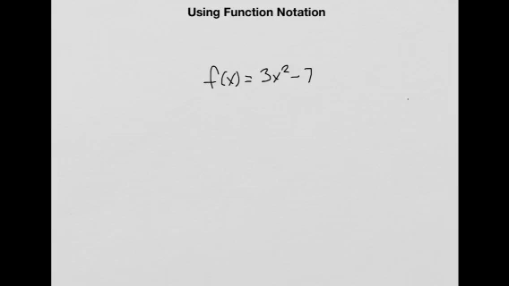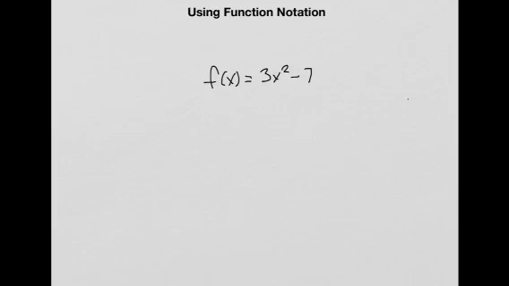In this video, we're going to talk a little bit about function notation. I'm going to focus on using function notation, what we do with it. Before I do that, I just want to do a little bit of review about function notation in general, then we'll pop into some examples. In this video, we're going to use this one function, f of x equals 3x squared minus 7.